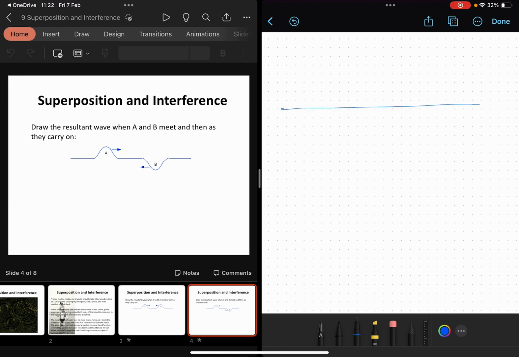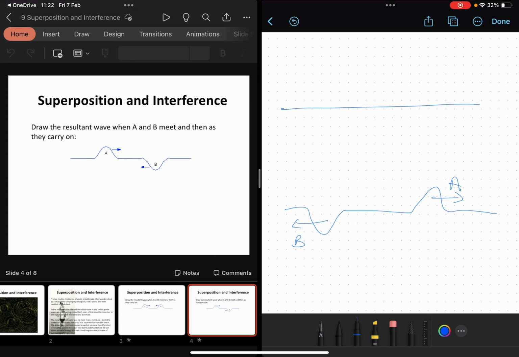If this is what you thought happened as the waves meet, well done. They appear to cancel out. And then if this is what you thought when they carry on, again, well done. It's as if they've never met. They carry on as if that meeting had never happened. So this is the interesting part of what we're looking at, because for a moment in time, those two waves completely cancelled out and they seemingly have disappeared only to reappear again and carry on.